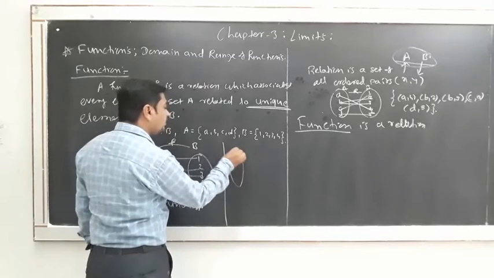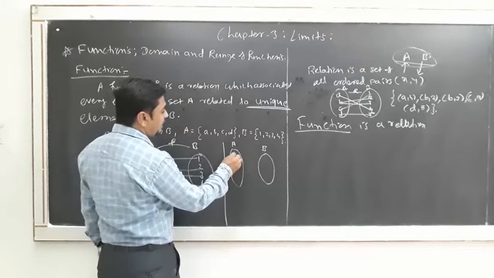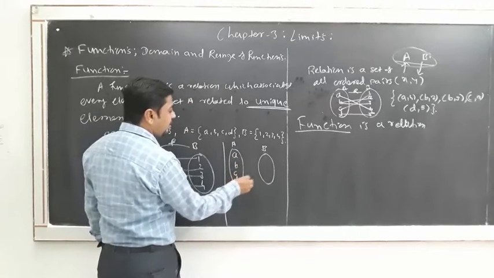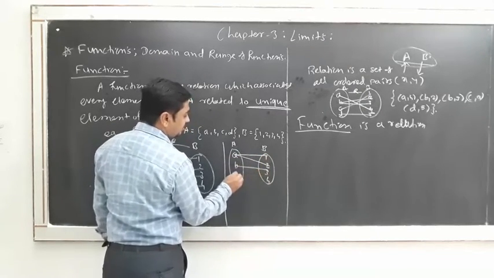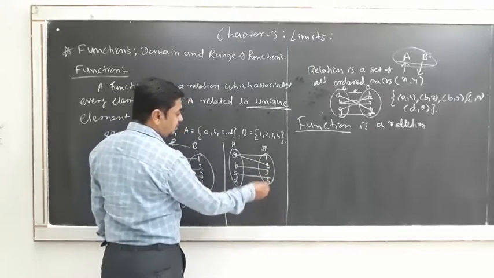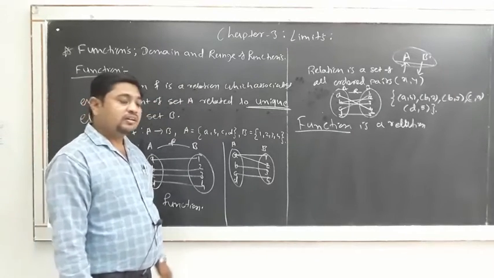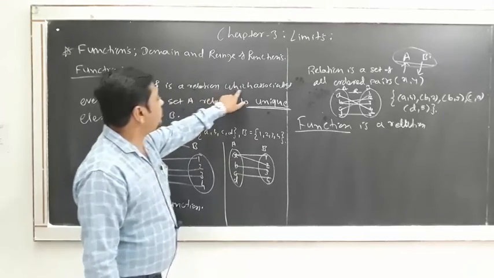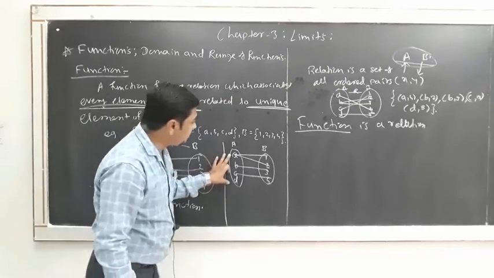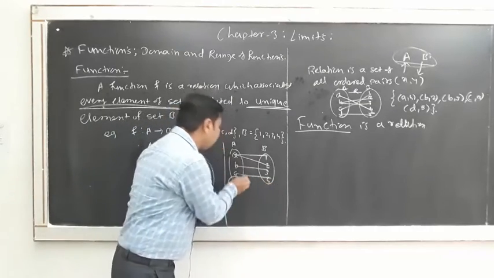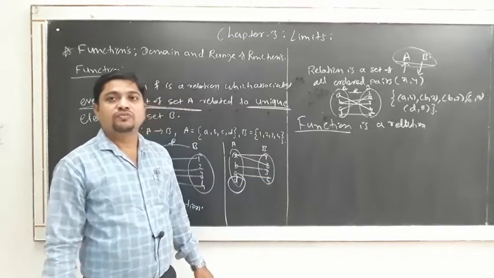But if you take this as our A and this as our B, with a, b, c, d and 1, 2, 3, 4, now a is related to 2 elements. Then what can you say here? Does it associate every element of set A? Is every element related to B? No, d is not related to any element of B. Therefore it is not a function.